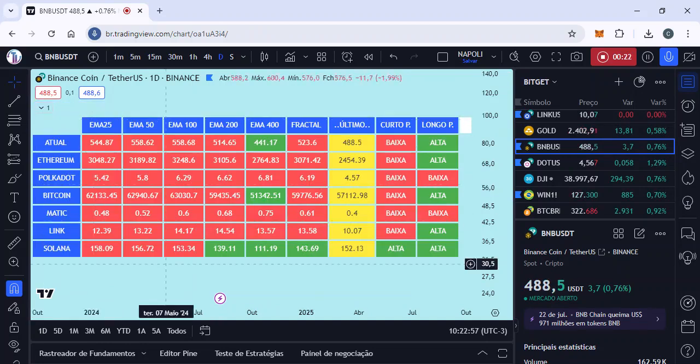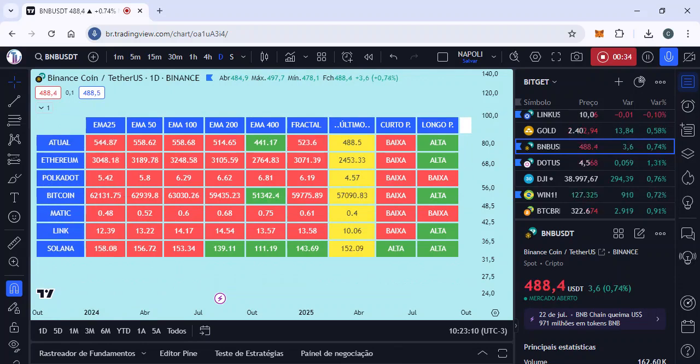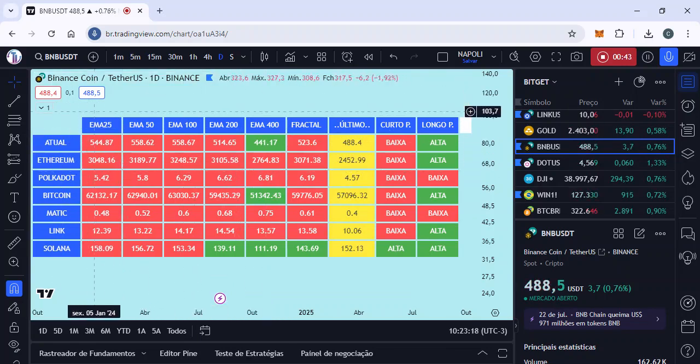Look at the dashboard. What if you could see a comprehensive dashboard with multiple averages, insightful market trends, advanced fractal readings, the very latest prices, and clear short and long-term perspectives conveniently displayed on one screen? Okay, so on the screen you see our trendline panel, our dashboard.